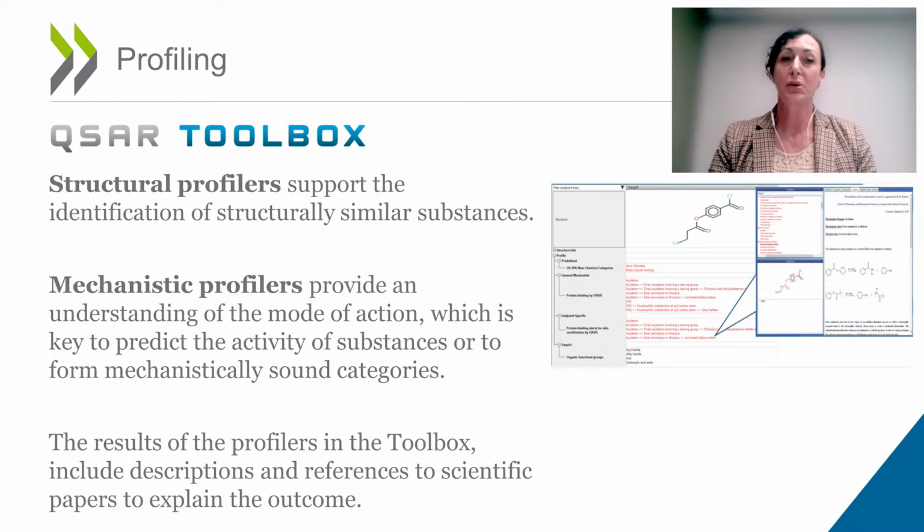There are structural profilers that support identification of structurally similar substances, but in addition, there are mechanistic profilers that provide information based on an understanding of the mode of action, which is key to predict the activity of substances or to form mechanistically sound categories. The results of the profilers in the toolbox include descriptions and references of the scientific papers to explain the outcome, and these can be linked through the report and accessed by users.